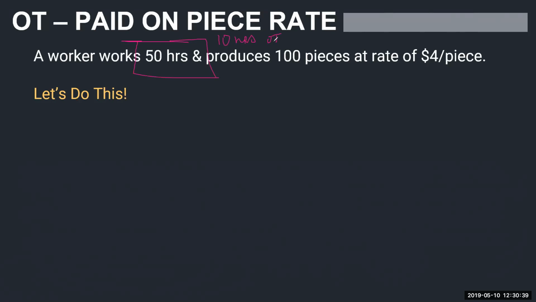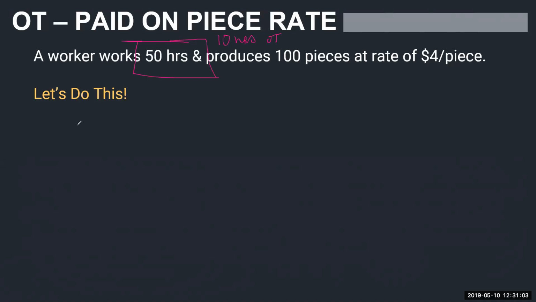Okay, great. So again, let's say I'm a worker. Think to yourself, if I am working 50 hours a week, and in that week I produce 100 pieces, each piece is valued at $4 a piece. Let's calculate this. Again, a couple of different ways to approach this. This is my approach. Hope that this makes sense to you.